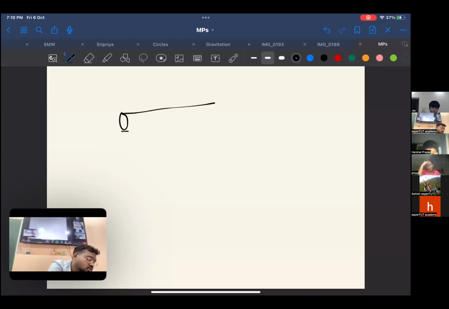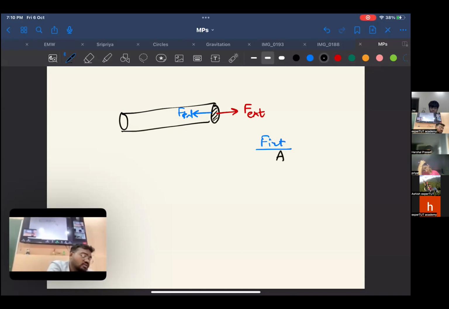So let's say this is your iron bar, iron rod, whatever it is, and you apply a force like this. This is F external, and internally there is F internal developed. Then this F internal divided by the cross-section area of this is equal to stress, right? Here this is called longitudinal stress. The first one was the same, normal stress and longitudinal stress.